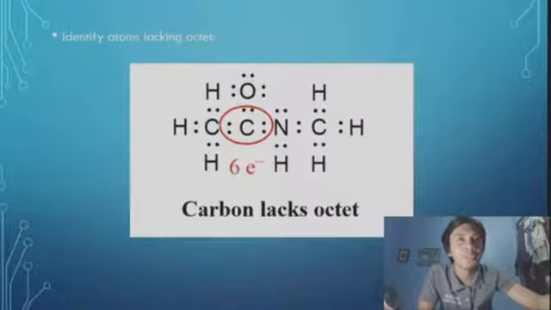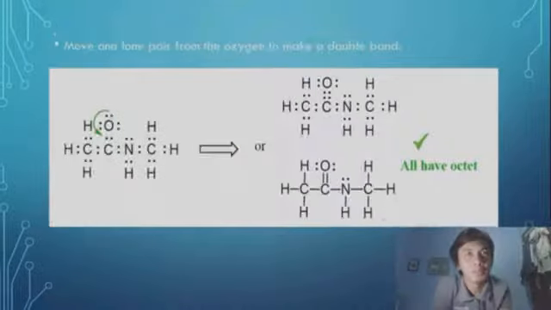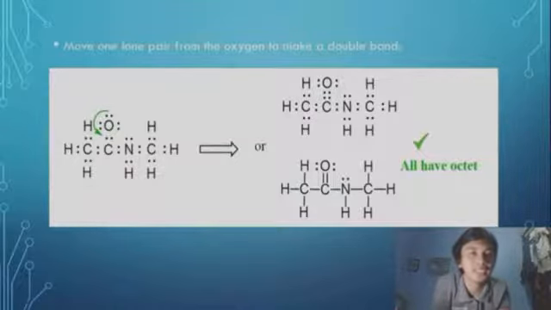And we need to identify the atoms lacking an octet. Here we have the carbon, it lacks an octet. Move one lone pair from the oxygen to make a double bond. As you see here, the oxygen lone pair was moved and caused the double bond to the carbon, and all have an octet, and this gives us the Lewis structure for this organic molecule.